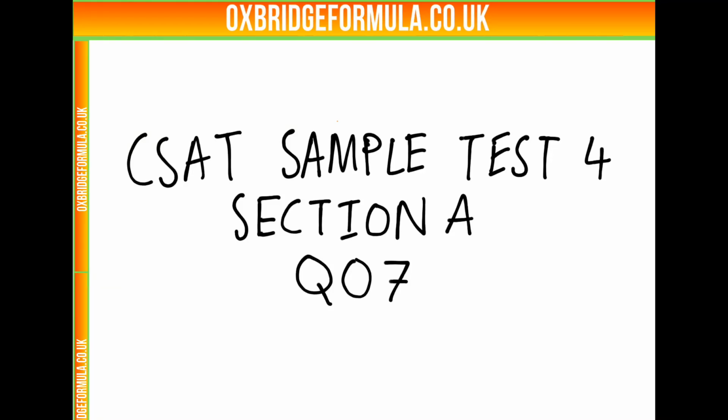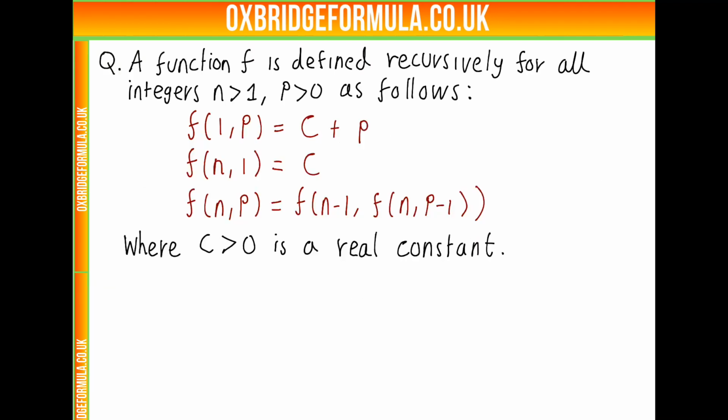This is the solution video for question 7 from section A of the 4th sample test for CSAT. In this question, we're told a function f is defined recursively for all integers n greater than 1 and p greater than 0 as follows.